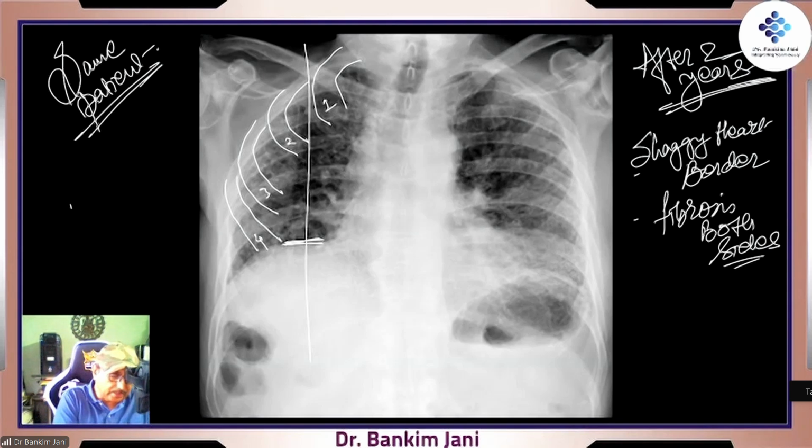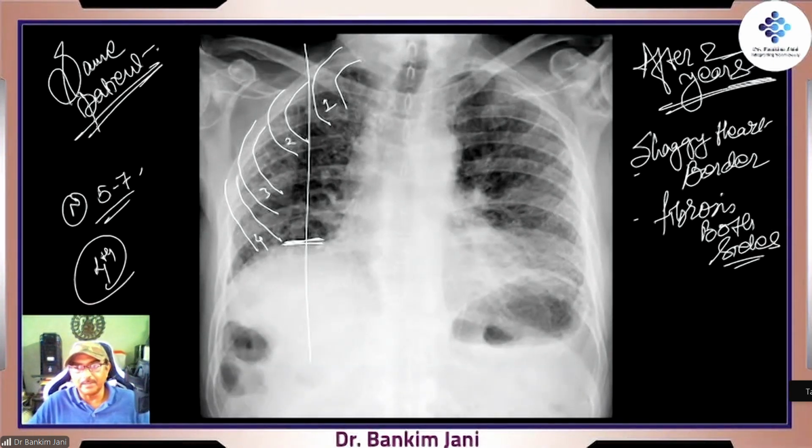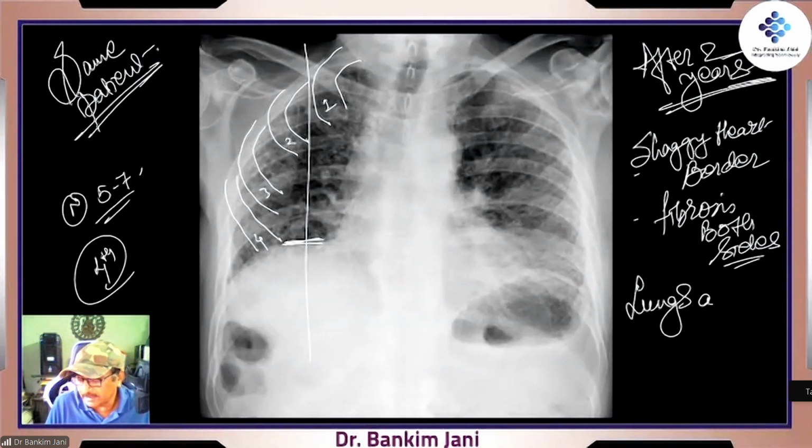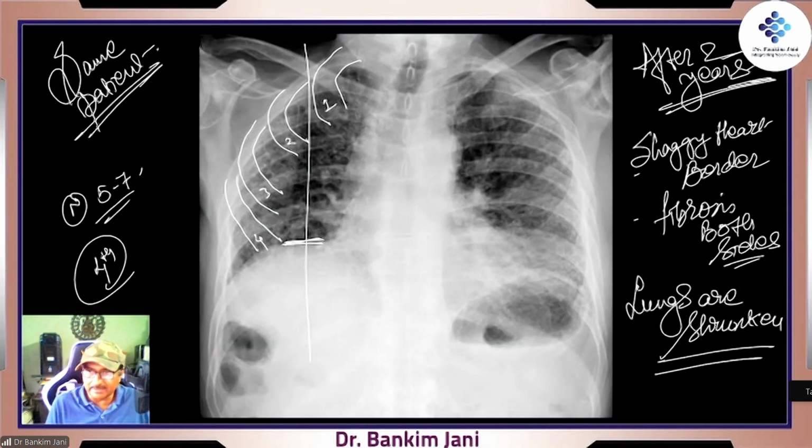You only said that the normal is 5 to 7, but here it is the 4th pair. So now it means what? Is the heart shrunken or are the lungs shrunken? Lungs, correct? The lungs are shrunken. Lungs are not expanding. In this case, because of fibrosis, the lungs have become smaller.